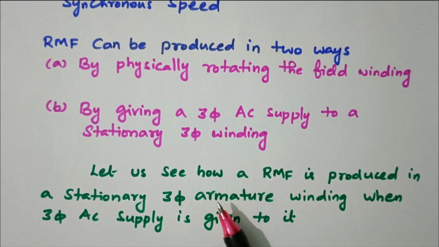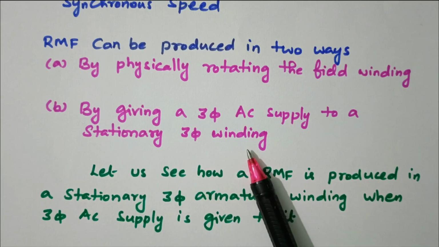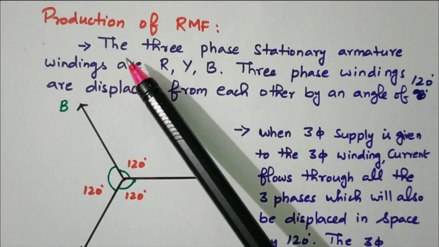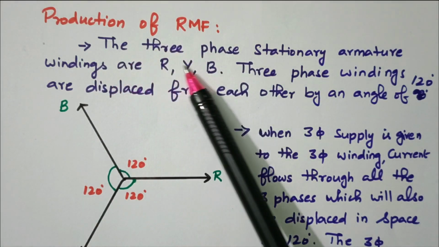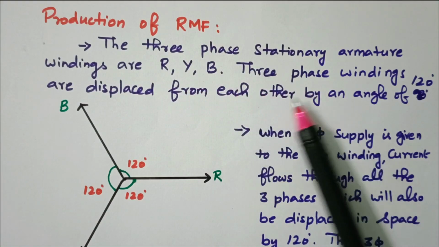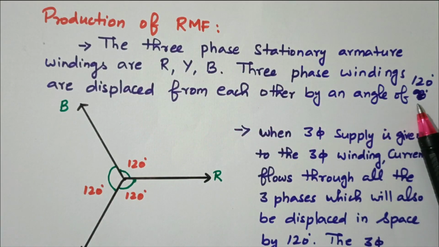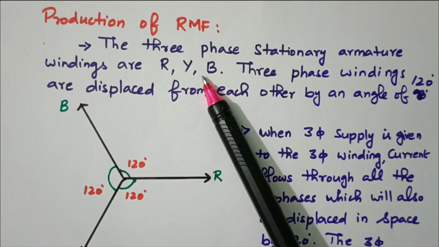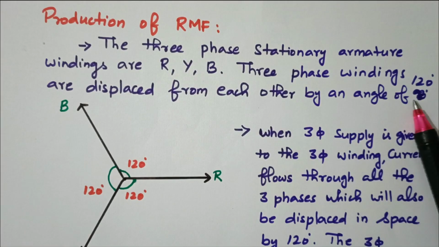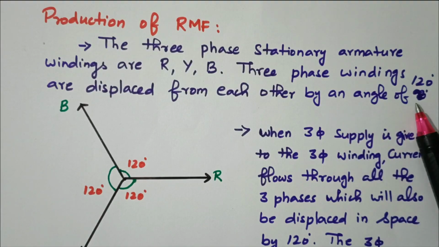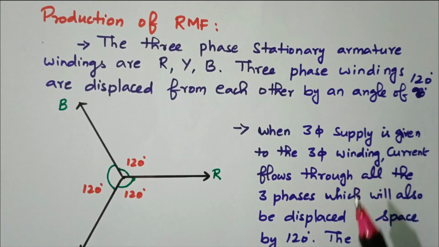We will see how the rotating magnetic field is produced when the stationary three-phase winding is given the three-phase AC supply. So the production of rotating magnetic field, RMF. The three-phase stationary armature windings are R, Y, B. Three-phase windings are displaced from each other by an angle of 120 degrees. There are total 360 degrees, three phases, 360 by 3, 120 degrees. So each phase is displaced by 120 degrees.